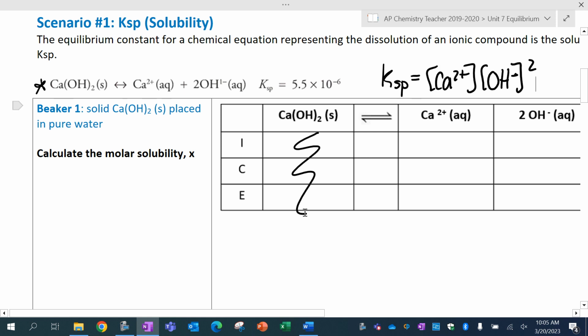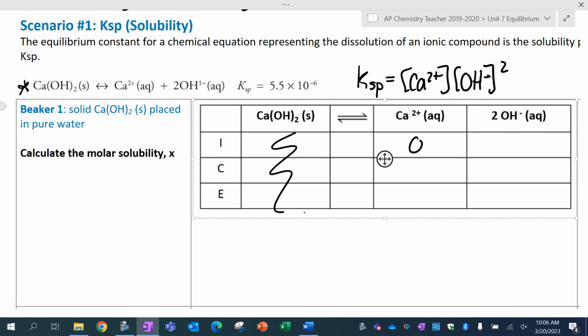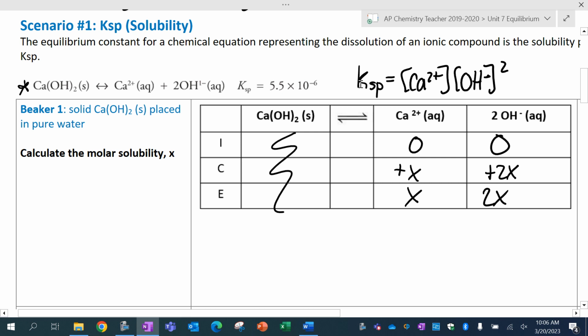In this scenario, we're taking solid calcium hydroxide and dissolving it in pure water. So initially, the concentration of calcium and hydroxide ions are 0. Some of my calcium hydroxide is going to dissolve, so it's going to create these ions. It's going to create them in a 1:2 ratio. So my ICE chart just sets up all the information that I know, and then I'm going to go back to my K expression right here and plug in the values that we know.